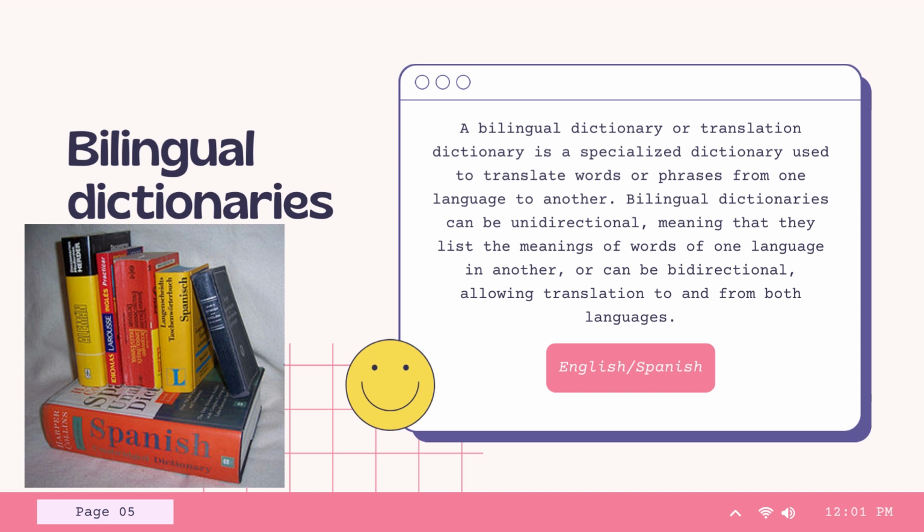So bilingual dictionaries can be unidirectional, meaning that they list the meanings of the words of one language in another, or they can be bidirectional, allowing translation to and from both languages. Okay, that is for you to know.